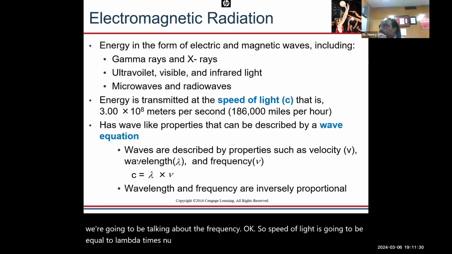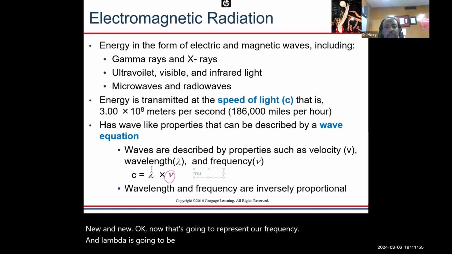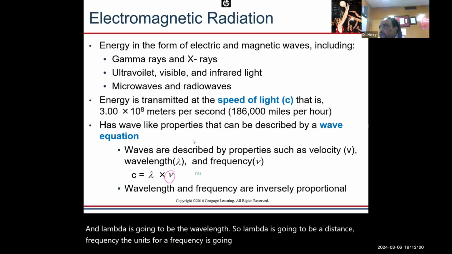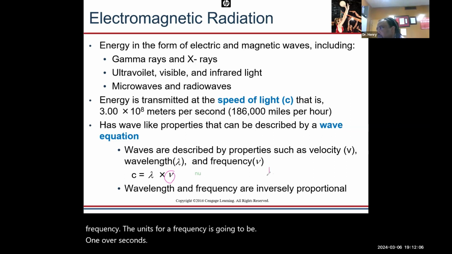This symbol here, I know it looks like a V, really is nu. I'll spell that out for you. Nu. Okay. Now that's going to represent our frequency, and lambda is going to be the wavelength. So lambda is going to be a distance. The units for frequency are going to be 1 over seconds. So that's going to be for frequency.